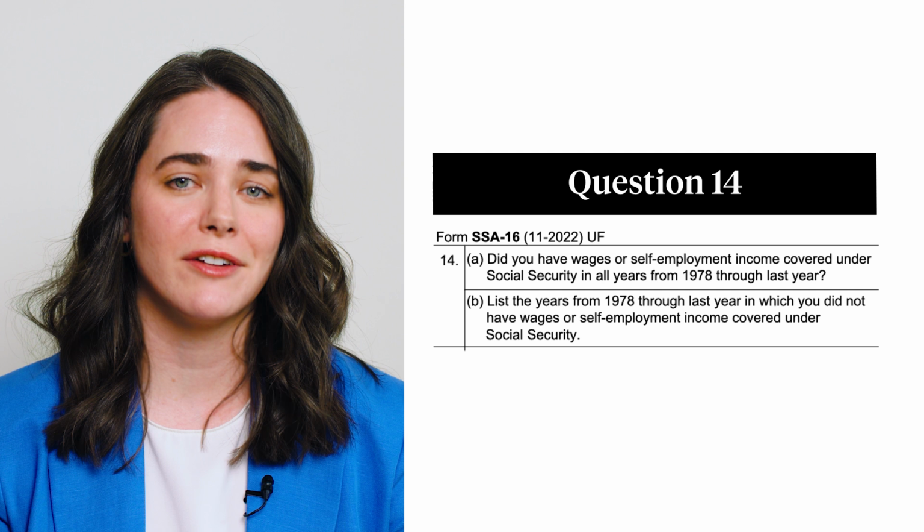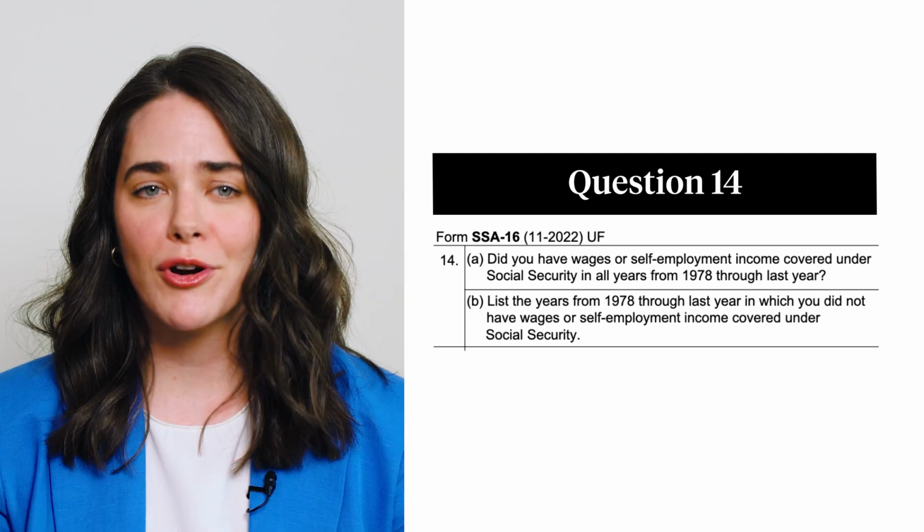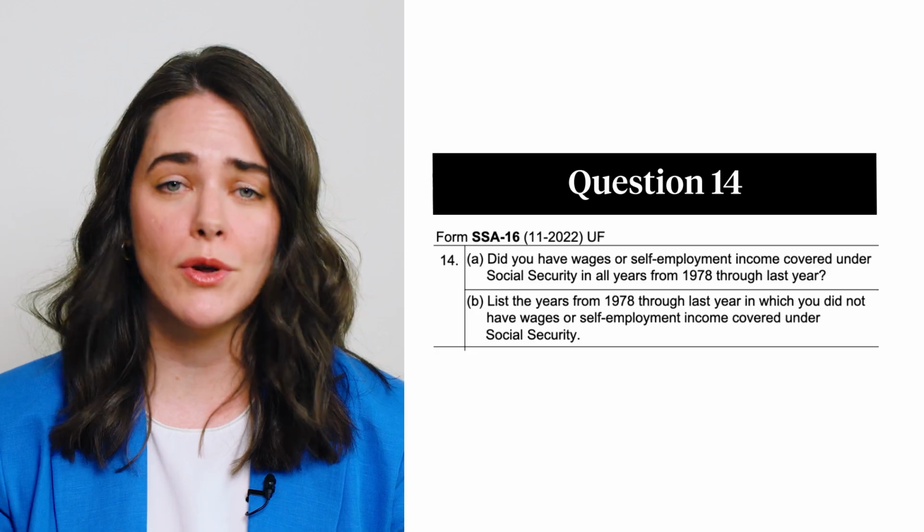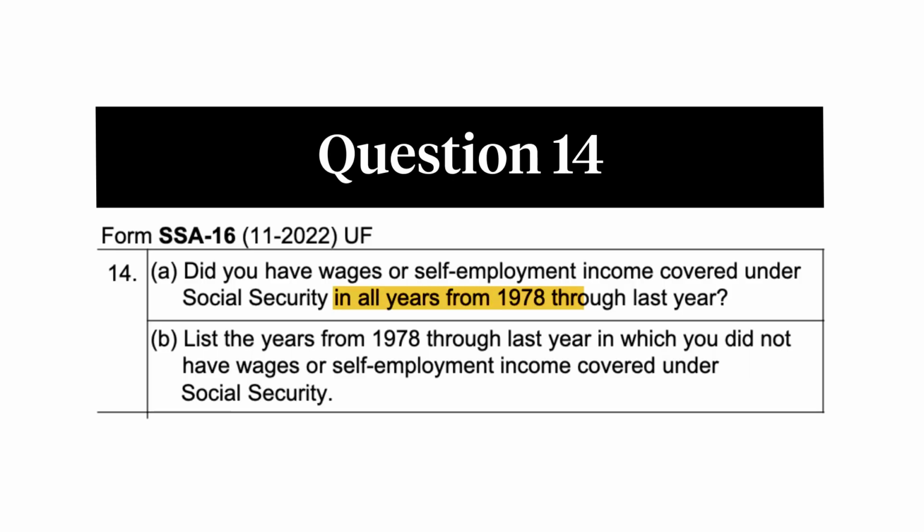Question 14 helps determine your technical eligibility for benefits. It's a two-parter. First, you'll have to write down if you've paid into Social Security taxes through your work between 1978 and today. You'll also have to write down any years you worked jobs that did not pay into Social Security, if any. This is rare, but some teachers, government workers, and nonprofit employees do not receive Social Security coverage.